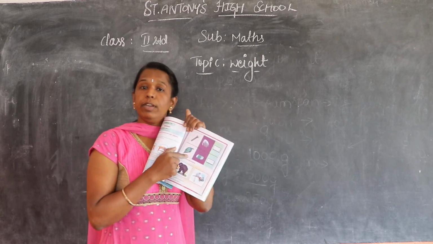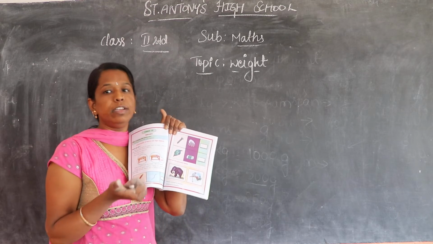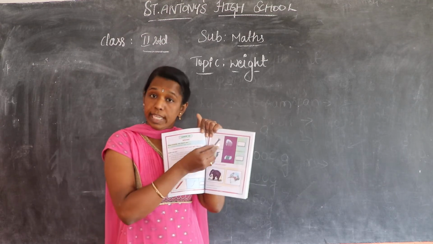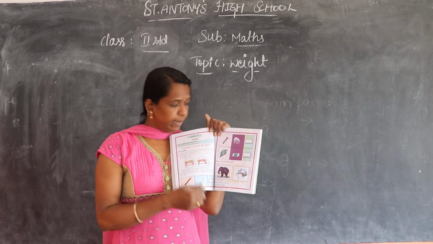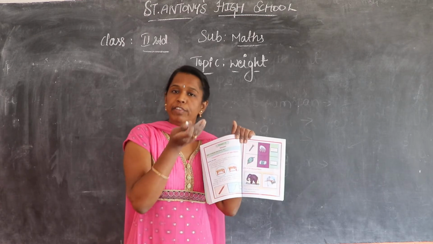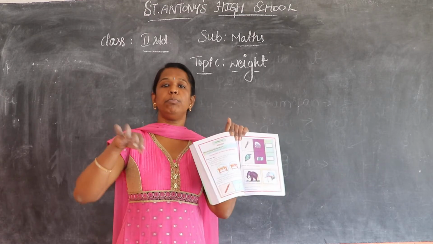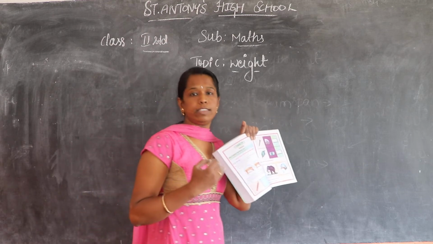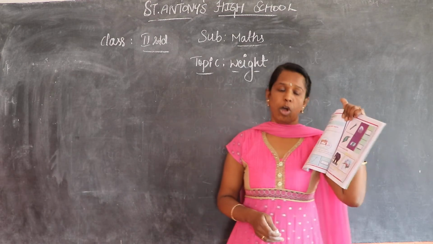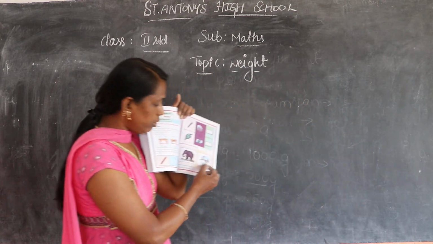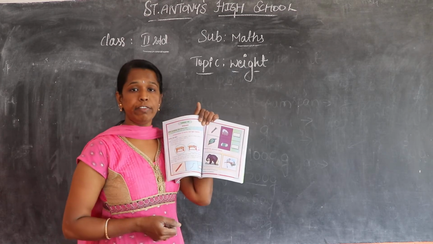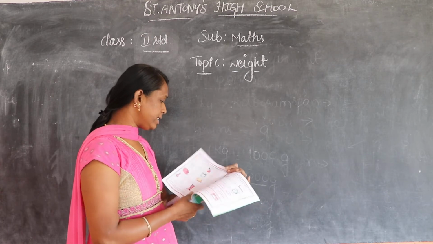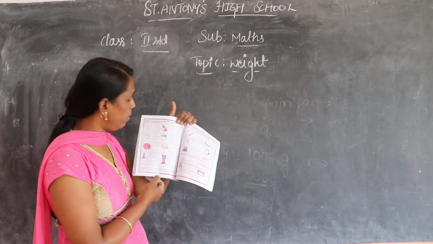This leaf is very lightweight, so it can fly in the air. So these objects, this thread, cotton and leaves, when we blow on them, they will lightly fly in the air. Okay children, that's why they are lighter objects. So when we compare these pictures, everyone knows that the elephant is the bigger, heavier one, no?